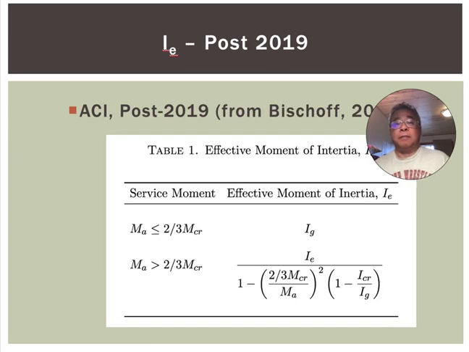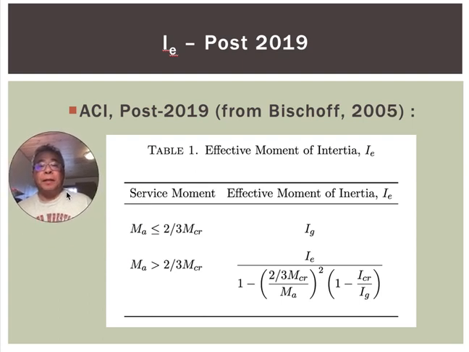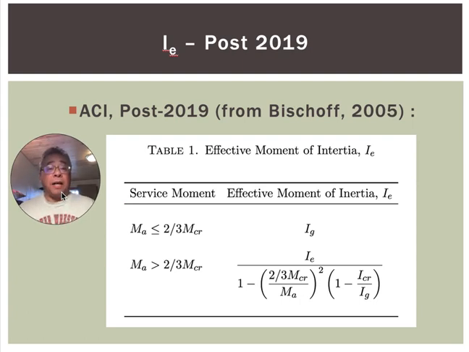Let me get myself out of the way here. If you're less than 2/3 cracked, you use the gross moment of inertia. Before it was if you're less than cracking. So if you get within 1/3 of the cracking moment, you're going to start reducing your moment of inertia. And here's this ugly formula to get the effective moment of inertia.